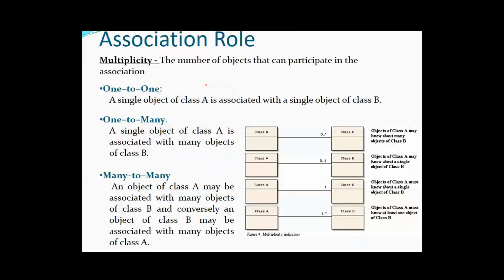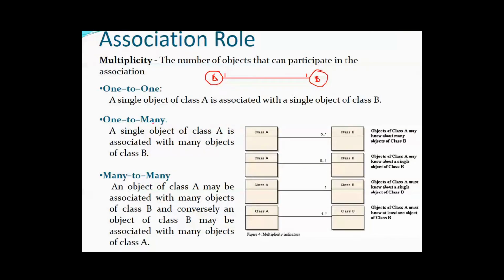Now, the other thing is multiplicity. Multiplicity means, you already implemented that, it's similar to one to one, one to many, or many to many. It means how many objects can participate in the association, not a class, but objects. So for example, we have one to one. That means a single object in A is associated with a single object in B. So we put 1 here. Sometimes when it's 1, we don't put anything, because that means one to one. One object from A is associated with one object from B.